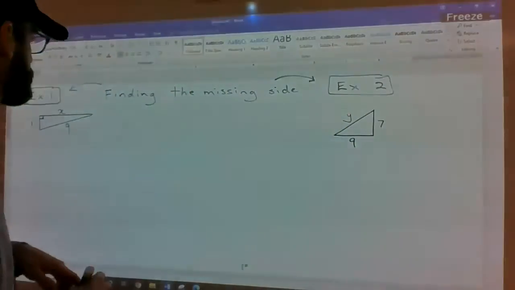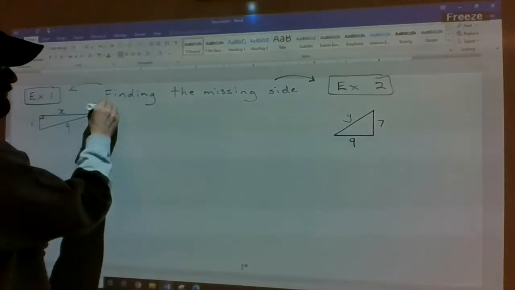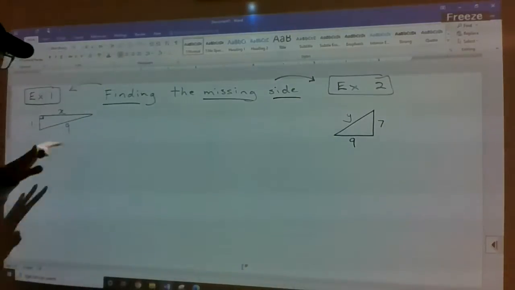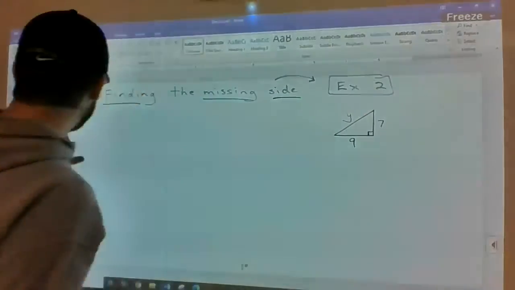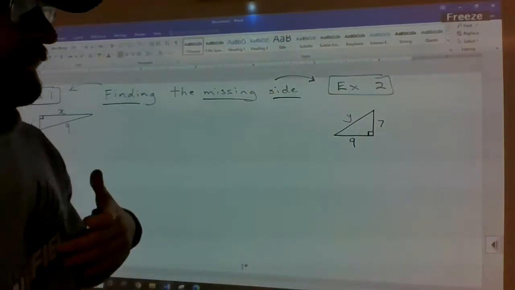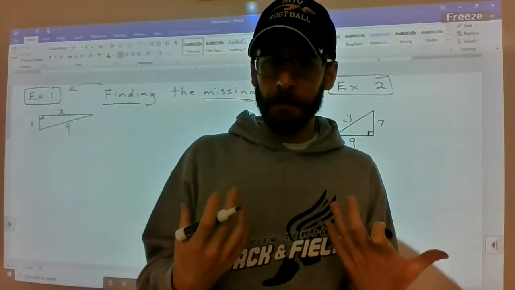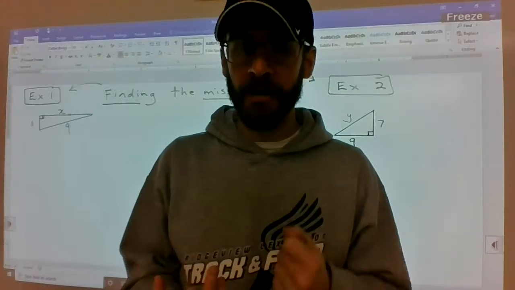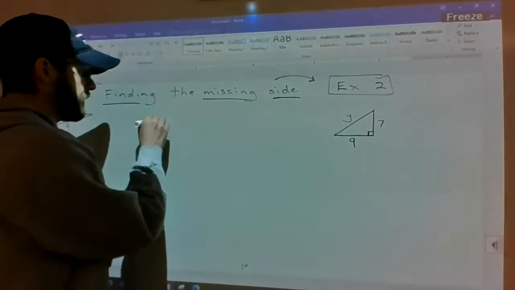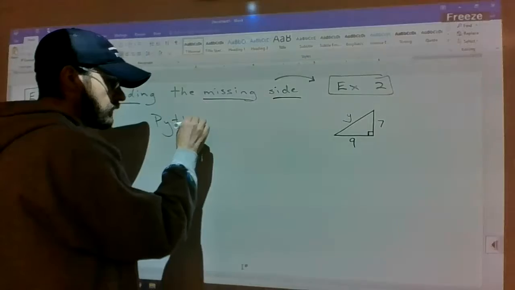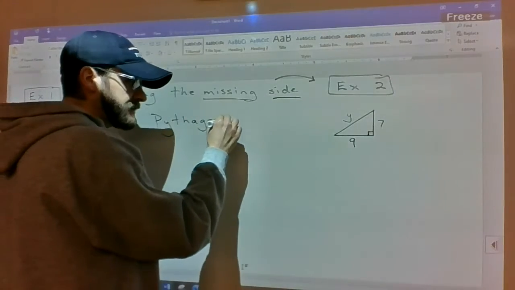So, if somebody asked you to find the missing side of these two right triangles, the thing that we're hoping you come up with is the Pythagorean theorem right off the bat. The Pythagorean theorem relates the three sides of a right triangle.